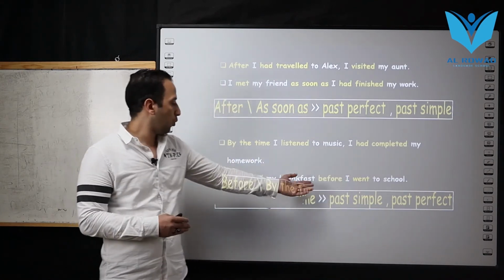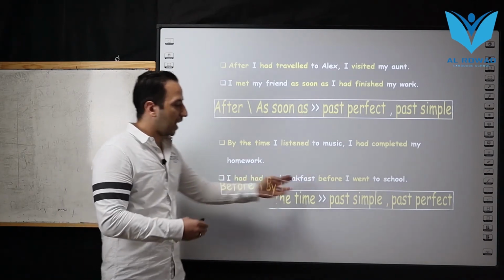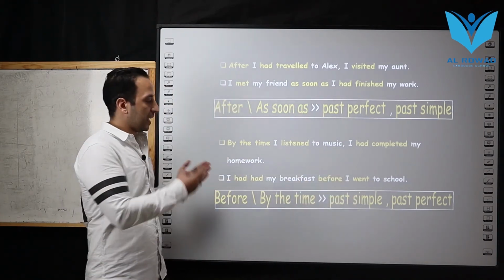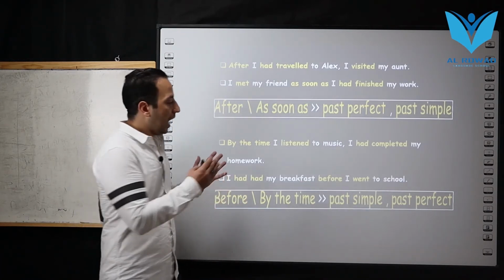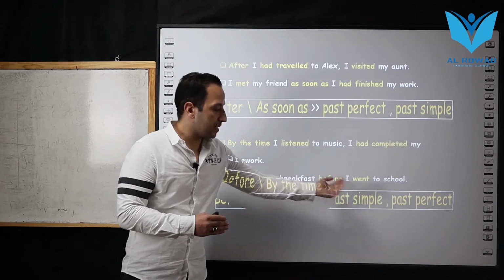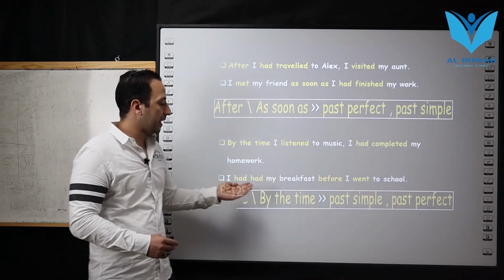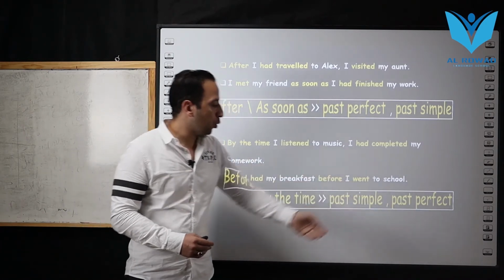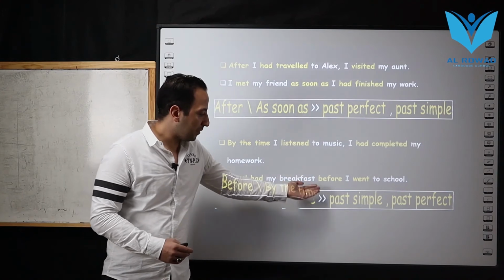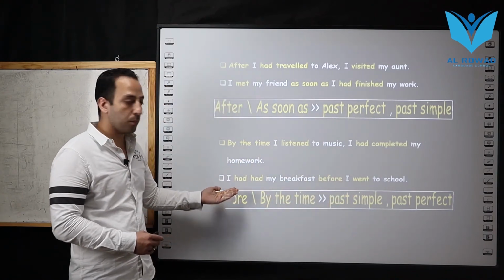The same when we use "before". "Before" comes in the middle, but after it, I have to put the past simple. If it comes in the middle or at the beginning of the sentence, I don't care about that. After "before", put past simple. After "by the time", put past simple. Again, I had eaten my breakfast. This is the first action. Before I went to school. So after "before", I used what? Past simple, and the other tense in the past perfect.